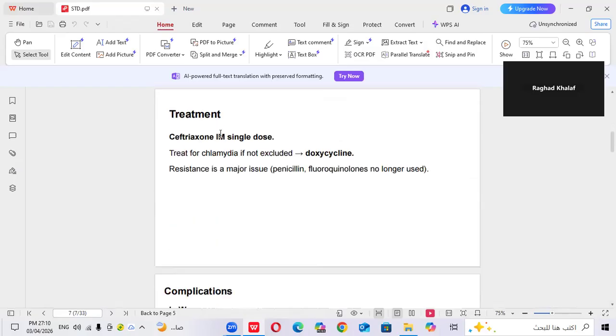For the treatment, the current treatment is giving ceftriaxone as a single intramuscular injection. The problem with this microorganism is that it developed resistance to many types of antibiotics like penicillin and fluoroquinolones. Those were used to treat this microorganism in the past, but since gonorrhea developed resistance against them, they are no longer used. And currently the treatment is ceftriaxone. As we said previously, gonorrhea can coexist with chlamydia. So if you didn't rule out chlamydia, you have to treat for it empirically by giving doxycycline.